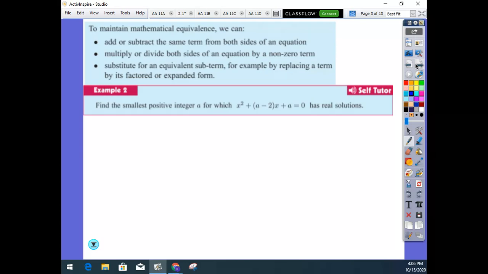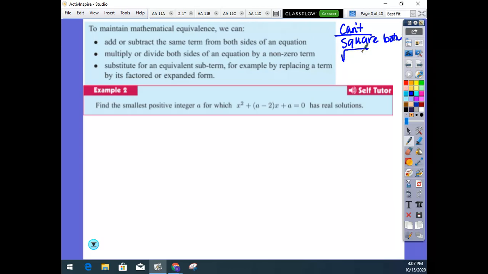What we can't do, we can't square both sides because we lose positive negative information. And we can't square root both sides. So be very careful about that.